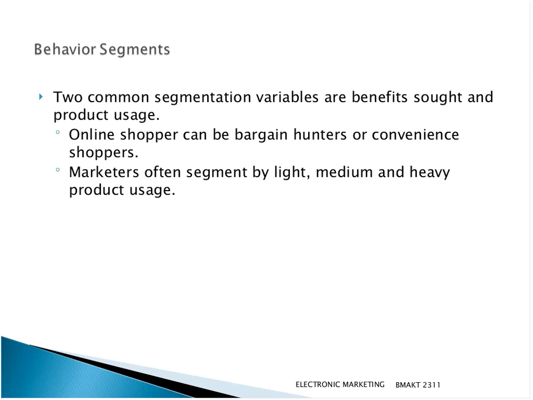Another segmentation that we can discuss now in detail is behavior segmentation. What do you think behavior segments are? Two common segmentation variables are benefits sought and product usage. People usually have two approaches toward a product: how the product can be used and what benefits they can seek in the product. So, benefits sought as well as product usage. Online shoppers can be bargain hunters or convenience shoppers simply because the internet gives them the opportunity to do so.